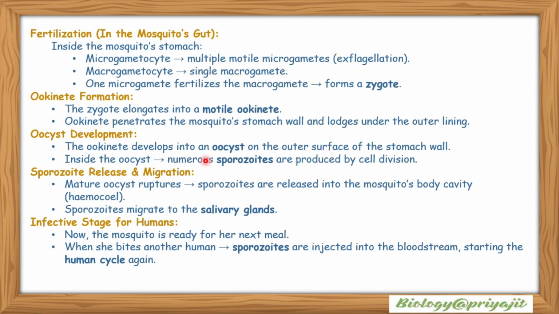Oocyst development: the ookinete develops into an oocyst on the outer surface of the stomach wall. Inside the oocyst, numerous sporozoites are produced by cell division. Sporozoite release and migration: the mature oocyst ruptures. Sporozoites are released into the mosquito's body cavity, or hemocoel, and migrate to the salivary gland. Infective stage for humans: now the mosquito is ready for the next meal. When she bites another human, sporozoites are injected into the bloodstream, starting the human cycle again.